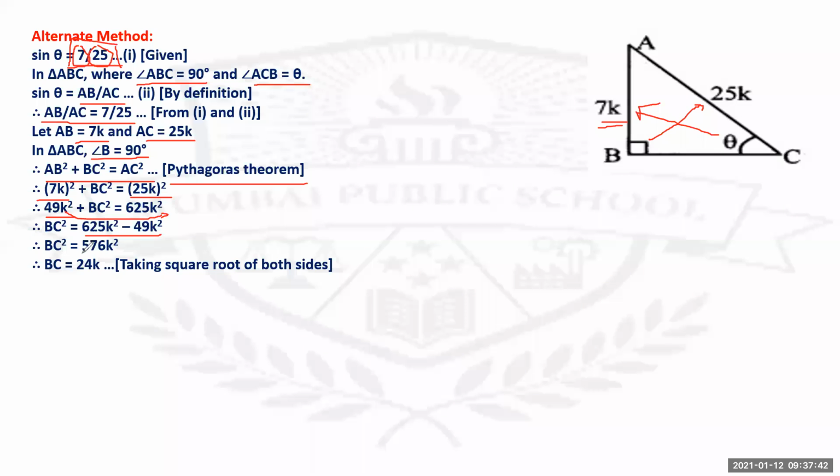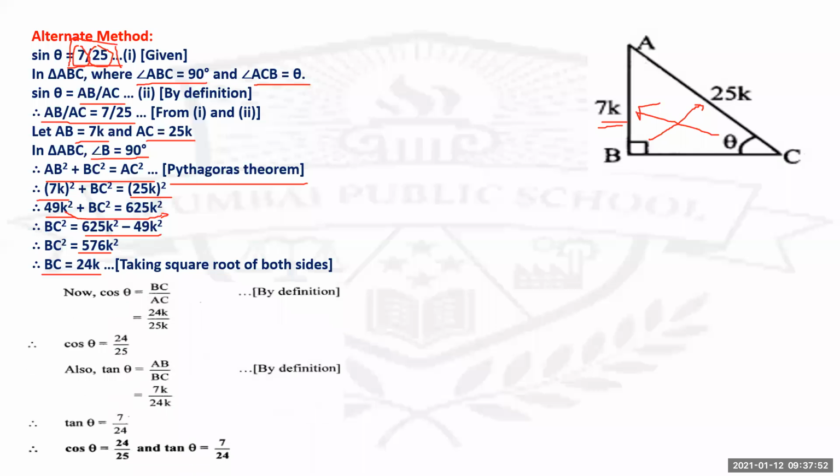625 minus 49 is 576. So BC square is 576k square. So BC equals 24k. Now cos theta equals BC upon AC. Now you know that the value of cos theta is the adjacent side upon the hypotenuse. So that is 24k upon 25k. The k, which is common to both, will be cancelled out. So cos theta is 24 upon 25.